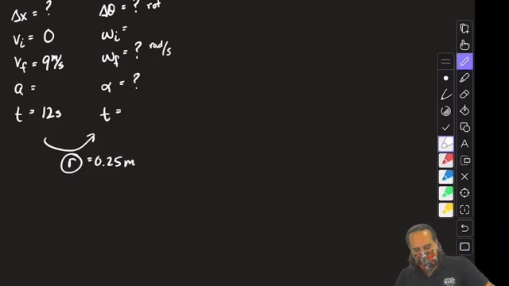So I think one of the easiest ways for me to do this problem would be to do everything in terms of angular. I'm going to convert this one. That's what I'm going to do. I'm going to convert that to angular. That seems like the best way to go.